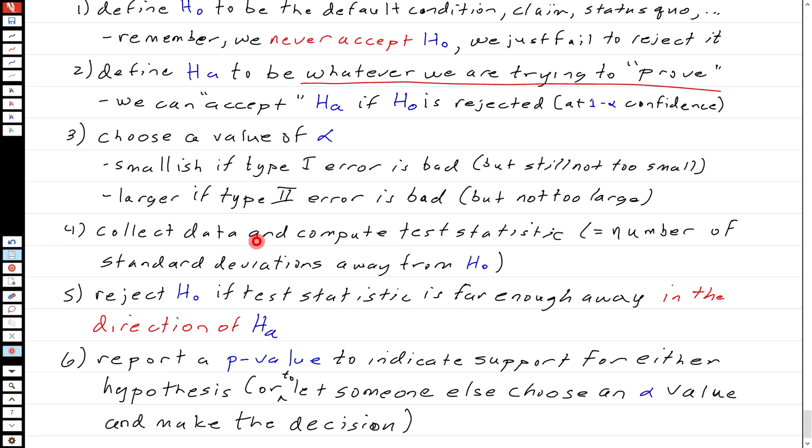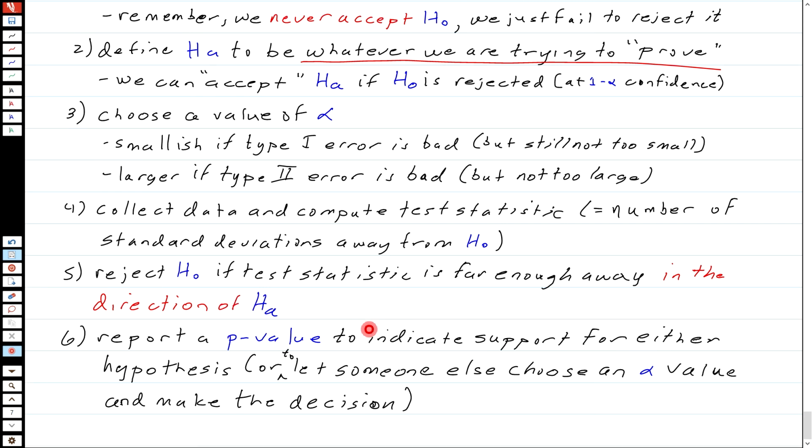Then we collect the data and compute a test statistic, and this is really equal to the number of standard deviations that the test statistic is away from the claim according to the null. We reject H naught if that test statistic is far enough away in the direction of HA. And usually it's useful to report a p-value to indicate support for either hypothesis. Small p-values support the alternative, and large p-values support the null hypothesis.